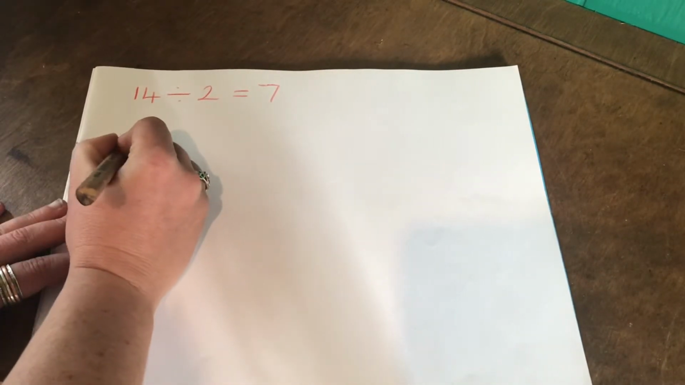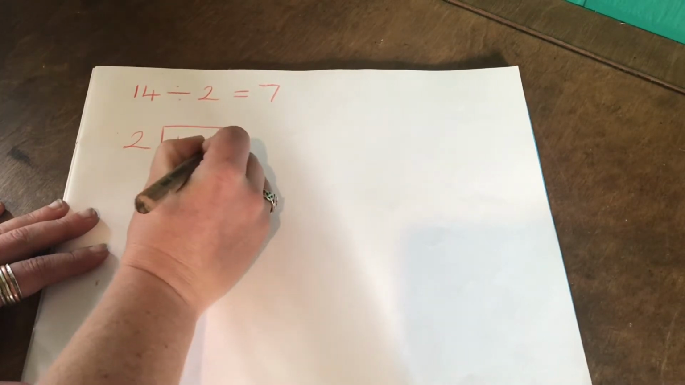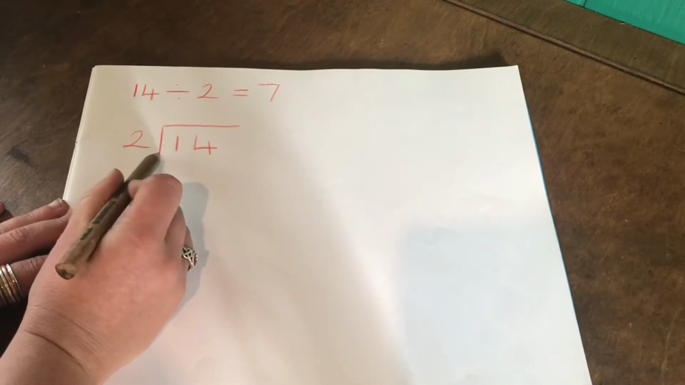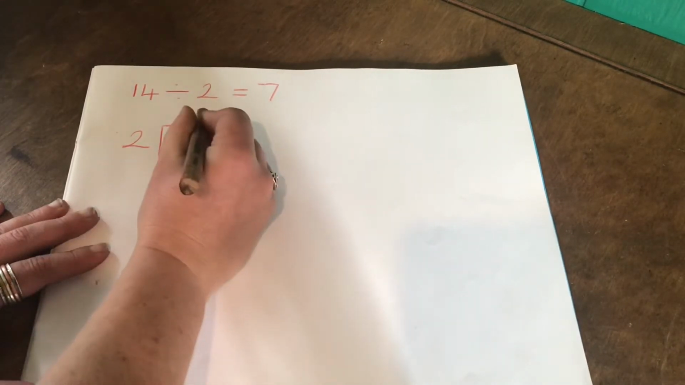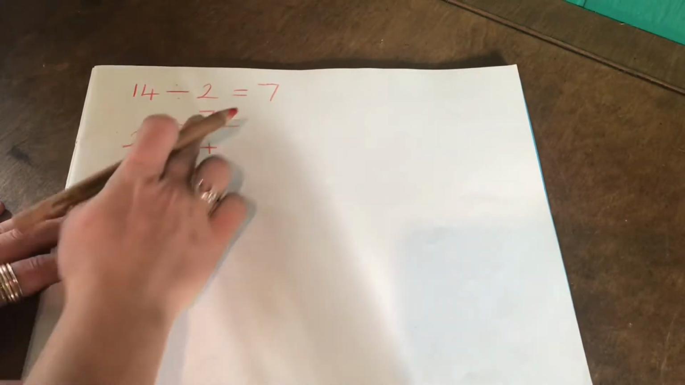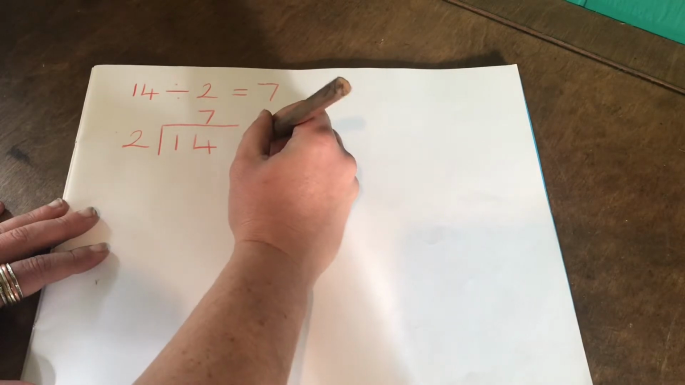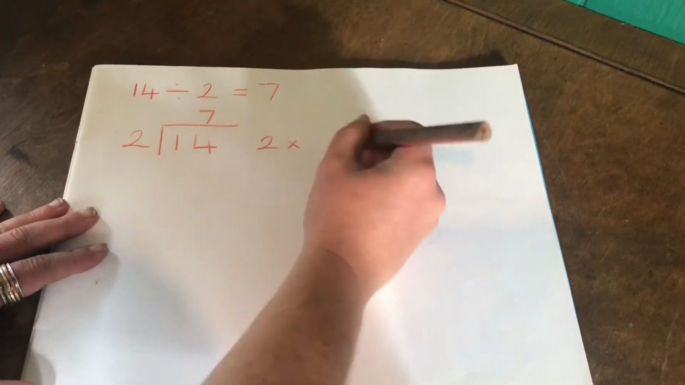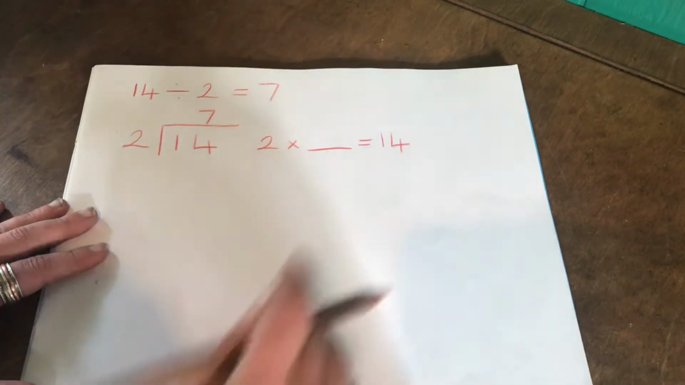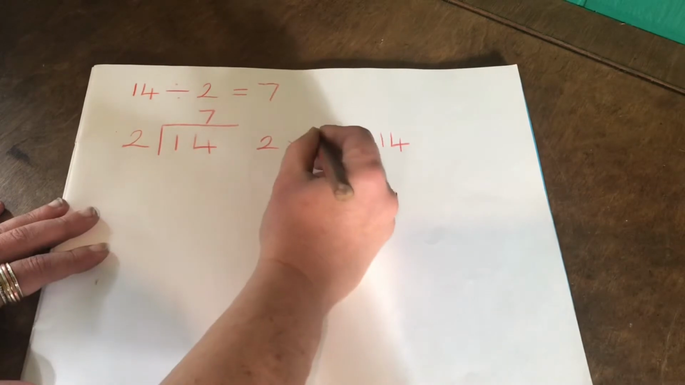We've now changed it so that it looks like this. 14 divided by 2, and we put our answer here in the units. So we're following a units column. This is the same as saying 2 times something equals 14. We're looking for that missing number, and that missing number is 7.